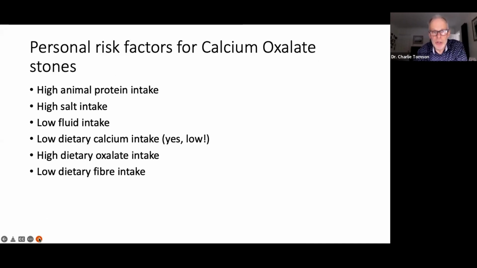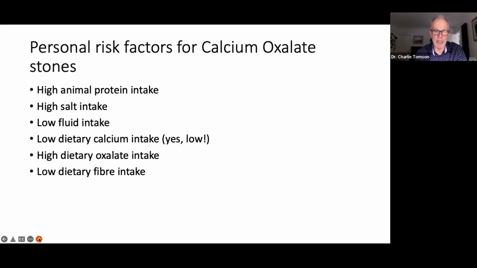In terms of what the personal risk factors are, a person who has a high animal protein intake, a high salt intake, a low fluid intake, and a low dietary calcium intake are all more likely to form calcium oxalate stones, as are people with a high dietary oxalate intake and a low dietary fiber intake. I will come back to the reason why a low dietary calcium intake is a risk factor for calcium oxalate stones. But if I give you one message and one message only, it is not good practice to advise people who form calcium oxalate stones to reduce their calcium intake. It will, if anything, increase their risk of forming oxalate stones.